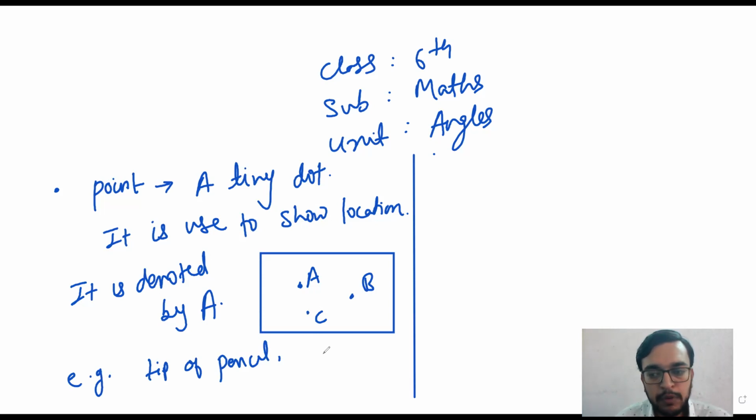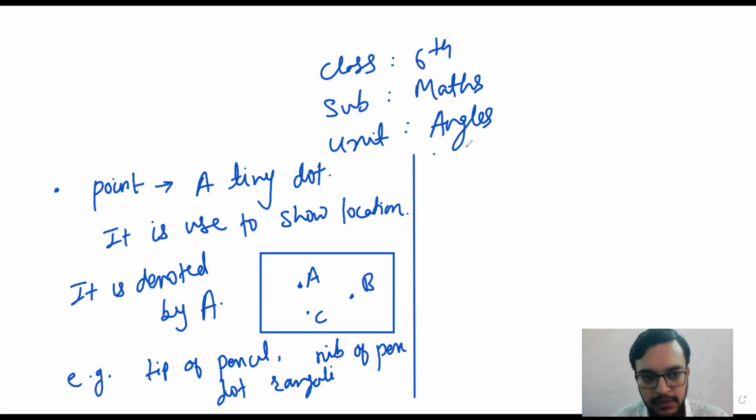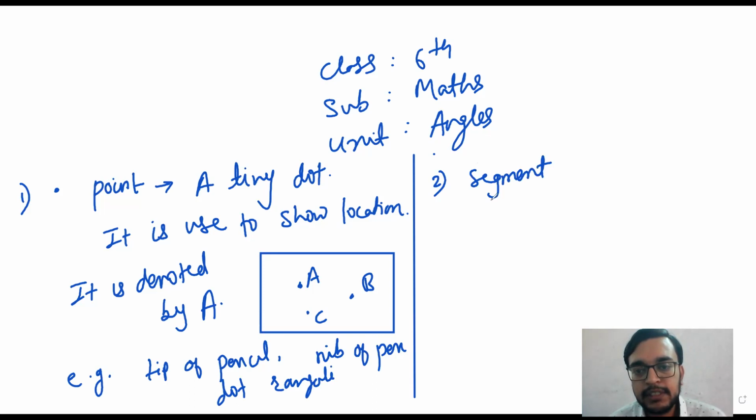or the nib of a pen, or a dot present in rangoli, right? These are nothing but points. Now, the second basic concept is segment.